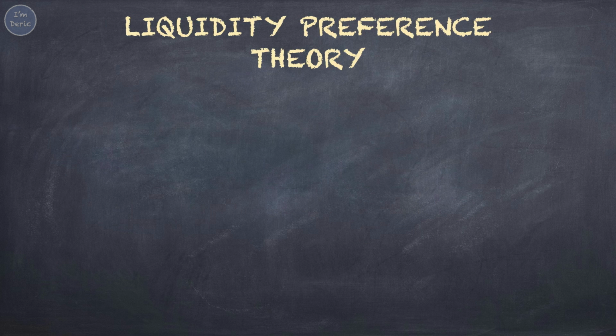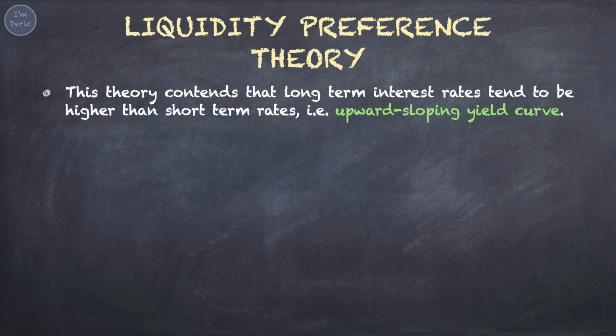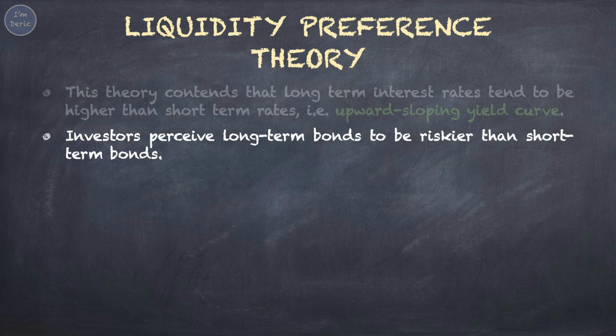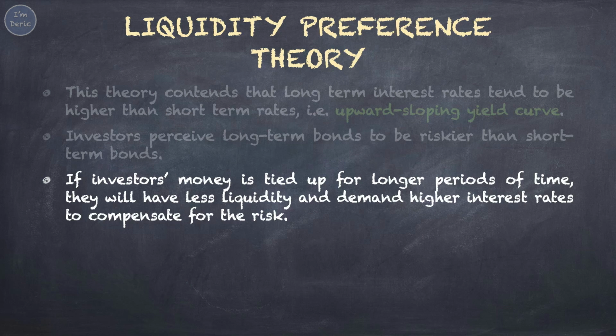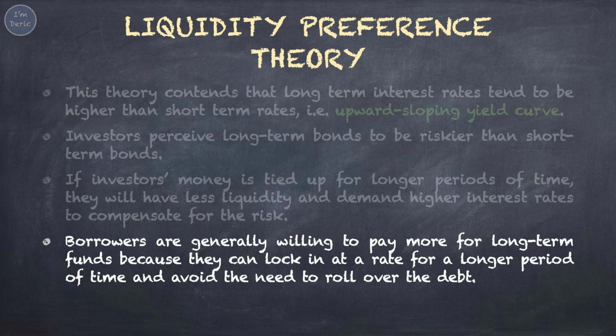The third, liquidity preference theory. This theory contends that long-term interest rates tend to be higher than short-term rates, in which you will get an upward sloping yield curve. The reason is because investors perceive long-term bonds to be riskier than short-term bonds. If investors' money is tied up for longer periods of time, it will have less liquidity and demand higher interest rates to compensate for the risk. Simply speaking, investors will not tie their money up for longer periods unless they are paid more to do so. On the other hand, borrowers are generally willing to pay more for long-term funds because they can lock in a rate for a longer period of time and avoid the need to roll over the debt.